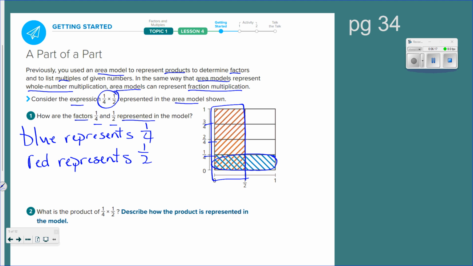Can everybody see that? Are we good on that? Good. Okay, here's where it gets kind of cool.